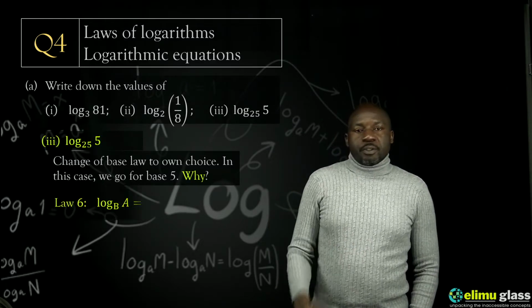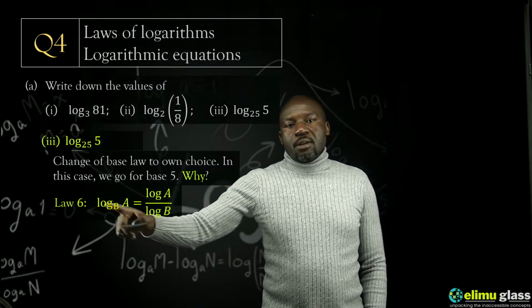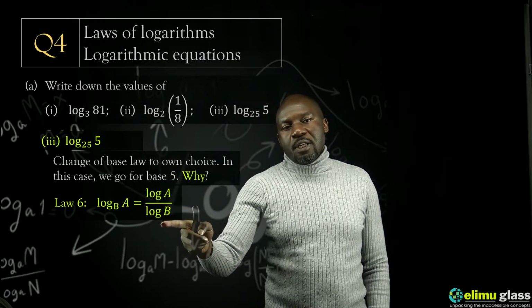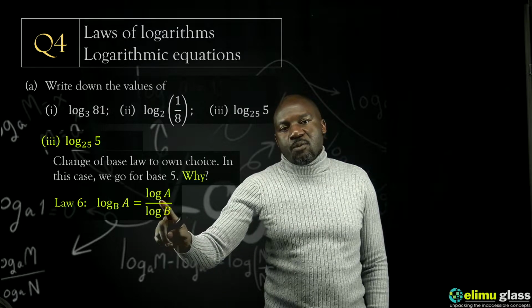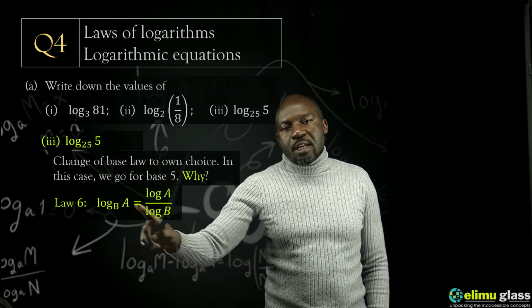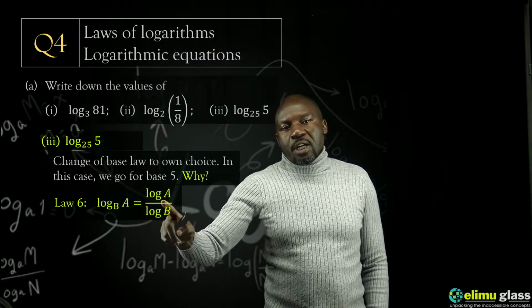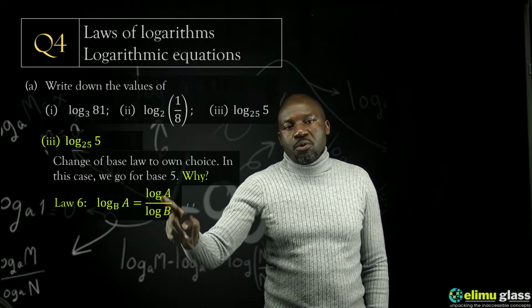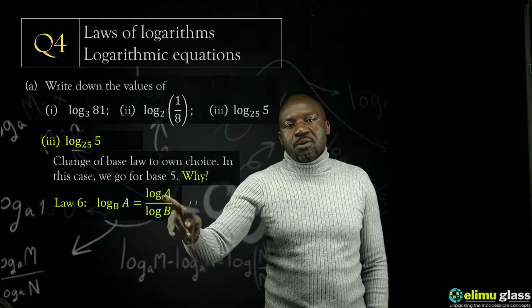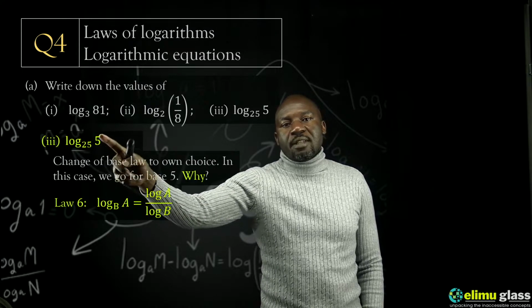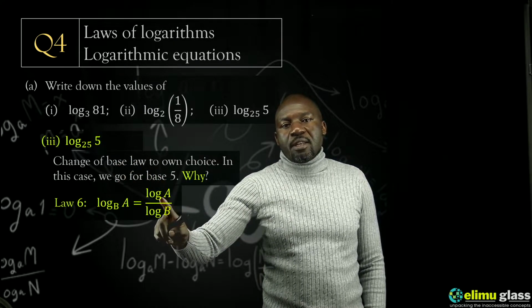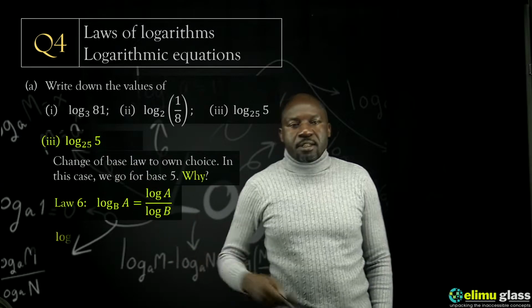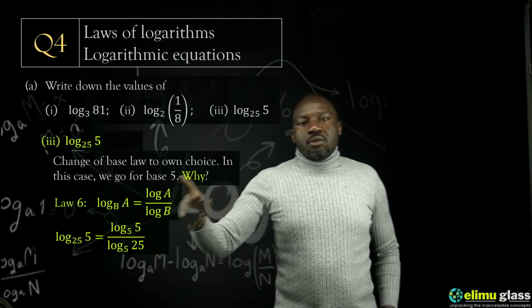Law 6 says that log to base b of a is just log of a over log of b, and we can decide on what base we want to put here. Right now it's base b. We can't say b and b again here because this will just be 1. So we choose a base according to the question. According to the question we have, this is 5. That allows me to make this base 5 and base 5.